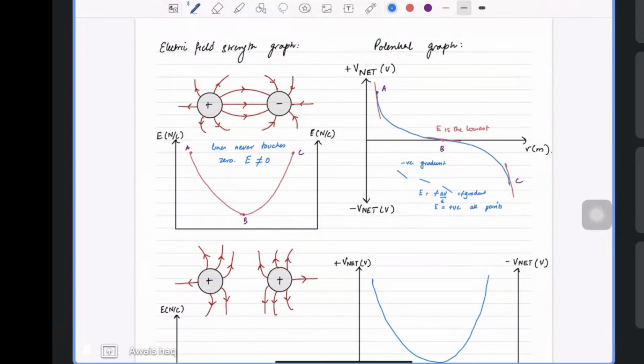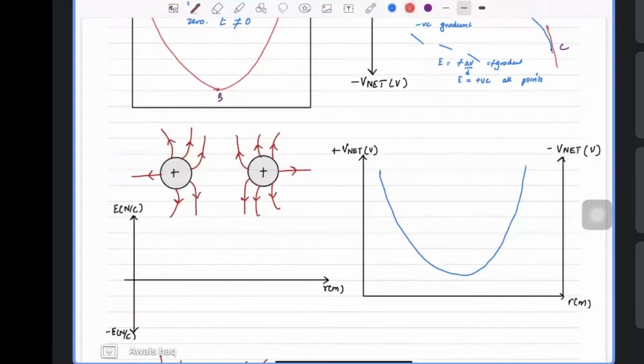Alright, so now let's go forward and check the next one. So now you might realize that in this section there is a negative gradient, and at this point there is 0 gradient, and at this point it is going to be a positive gradient.